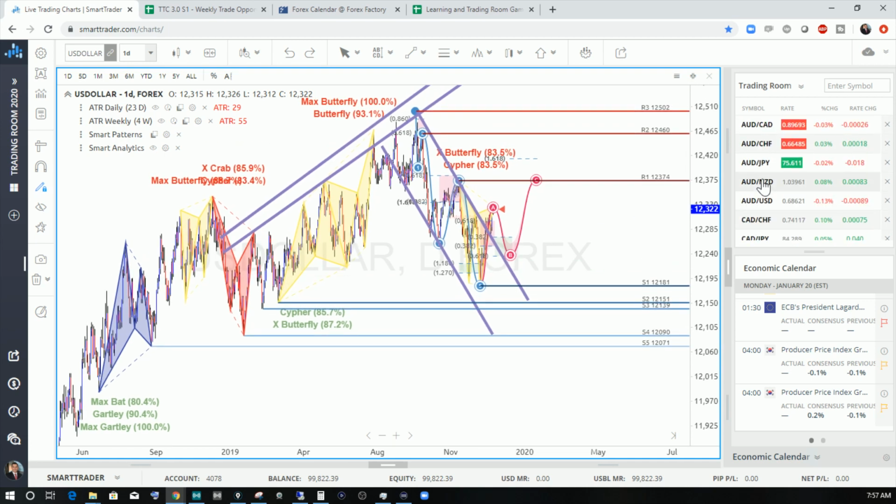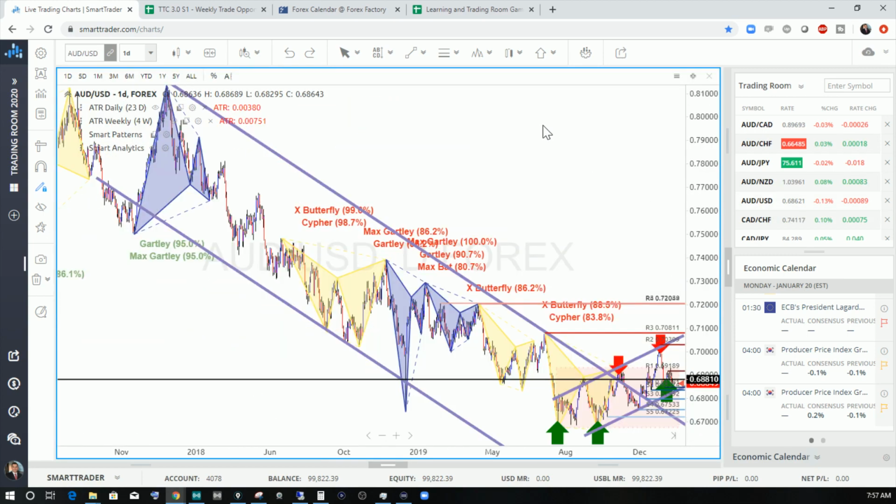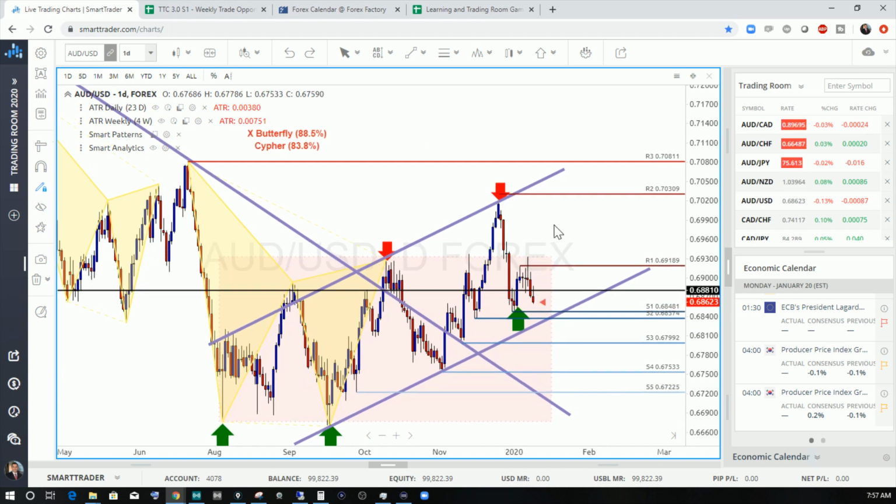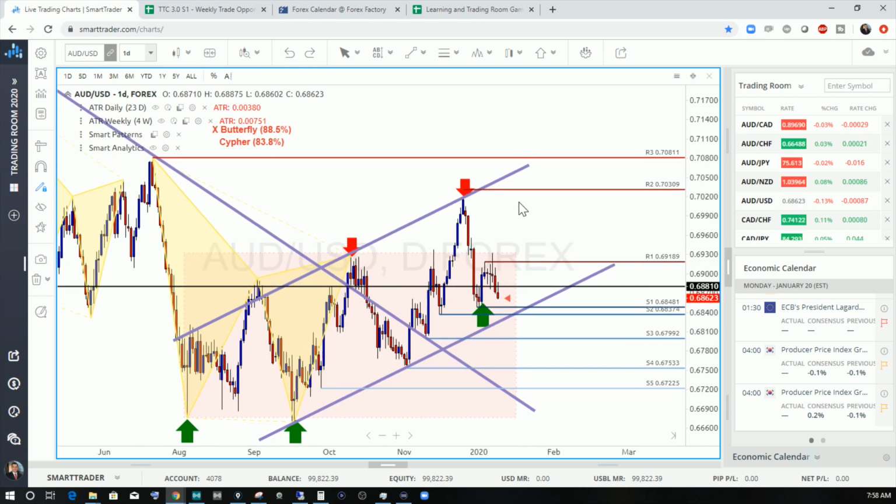So that means that if we do go back to the Aussie US dollar right here, we'll be expecting a little bit of strength out of the Aussie due to dollar weakness. Dollar weakness will create some strength in the Aussie US dollar pair, and so we'll be expecting the same thing we saw with all the Aussie crosses. All the Aussie crosses seem to be looking for that support to push up a little bit higher.